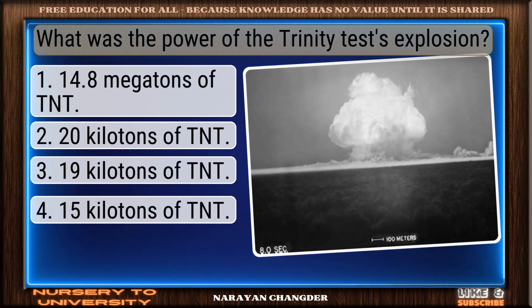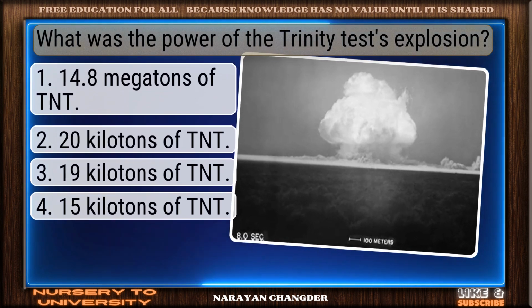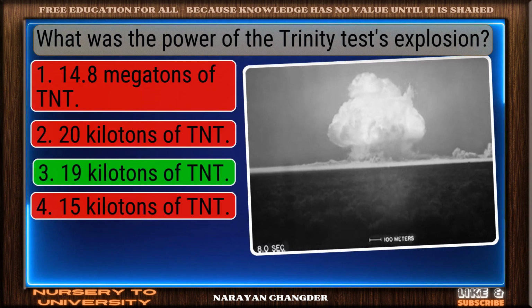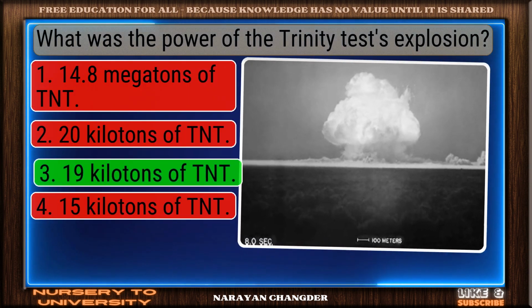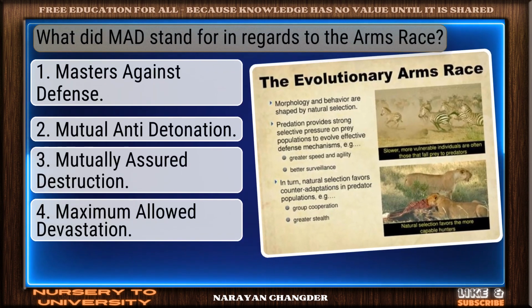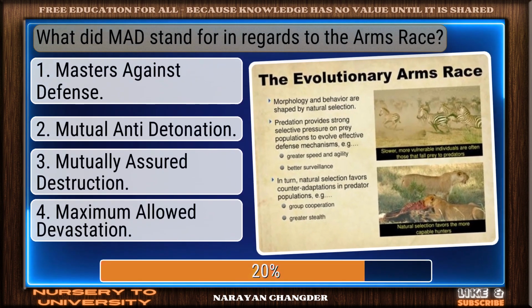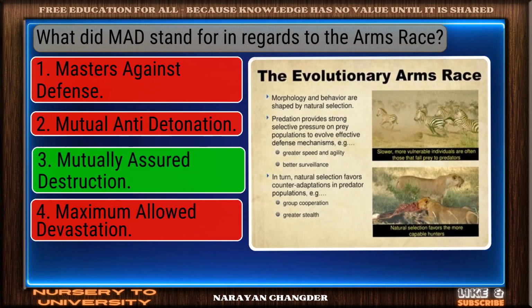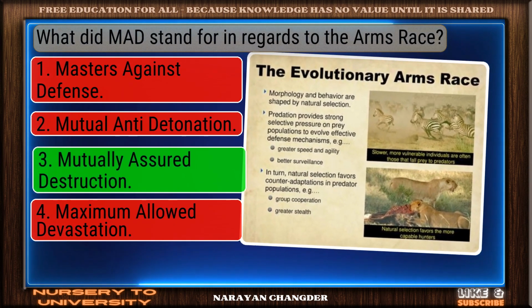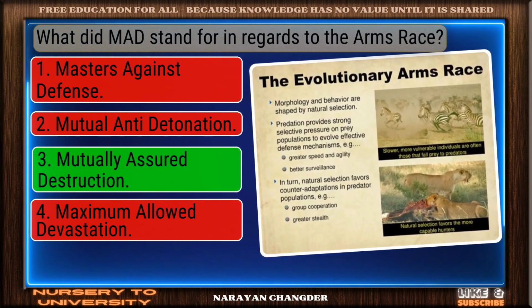What was the power of the Trinity Test's explosion? Sharp thinking. 19 kilotons of TNT is the right choice. What did MAD stand for in regards to the arms race? Good thinking. Mutually assured destruction is the right answer.